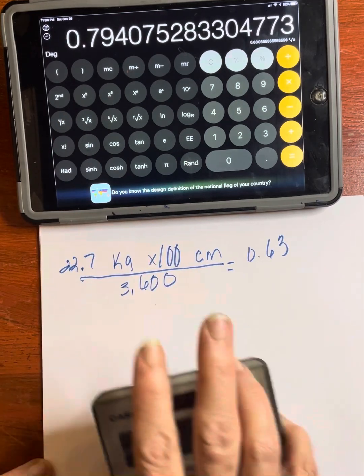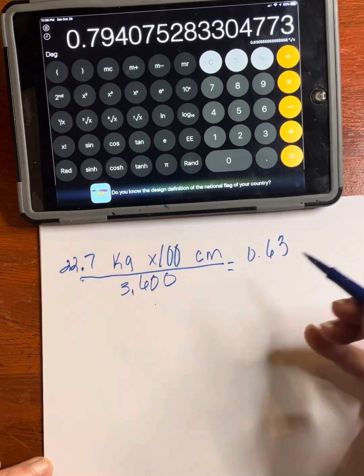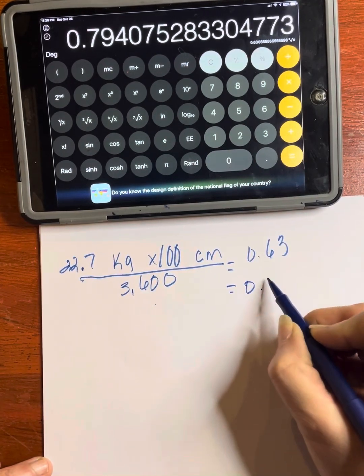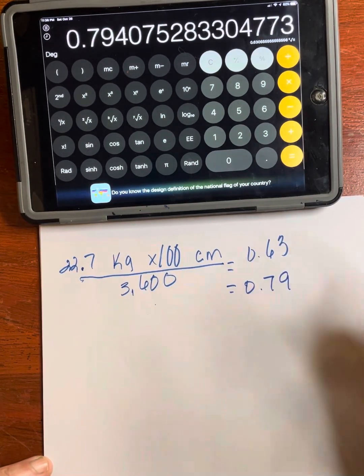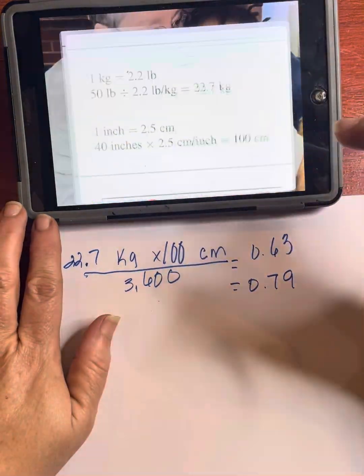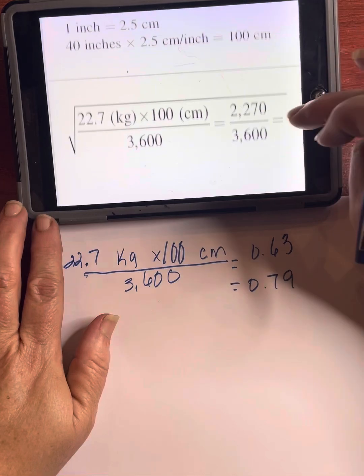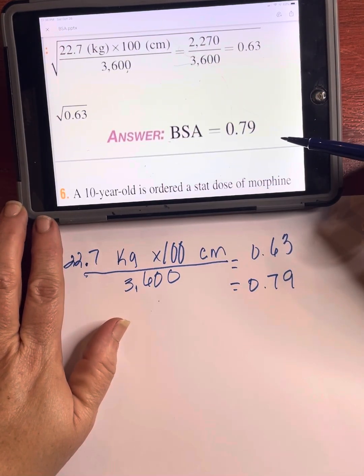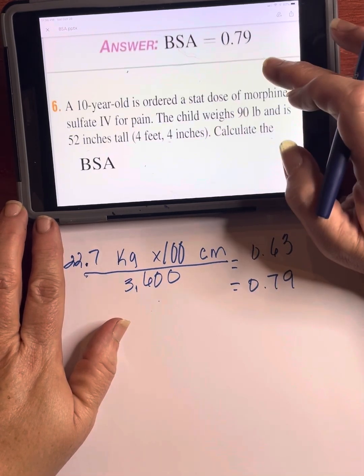Squared. And you're going to take it 2 places behind the decimal. It's going to be 0.79. You don't believe me? Okay. Look, 0.79. Okay? So let's do this next one.